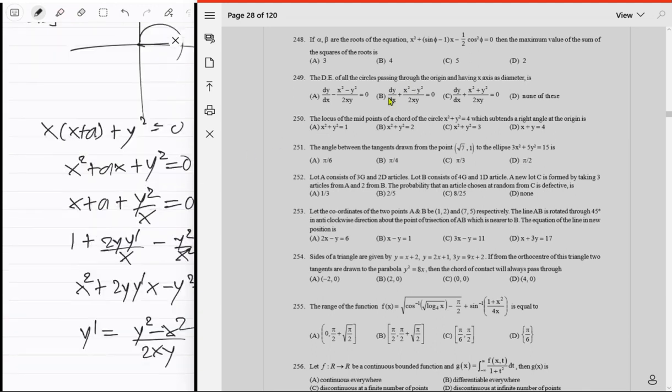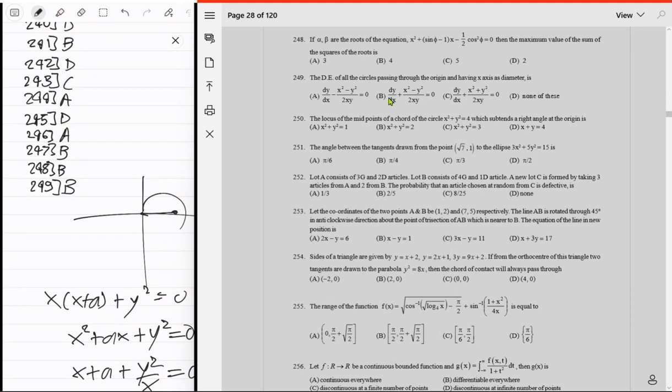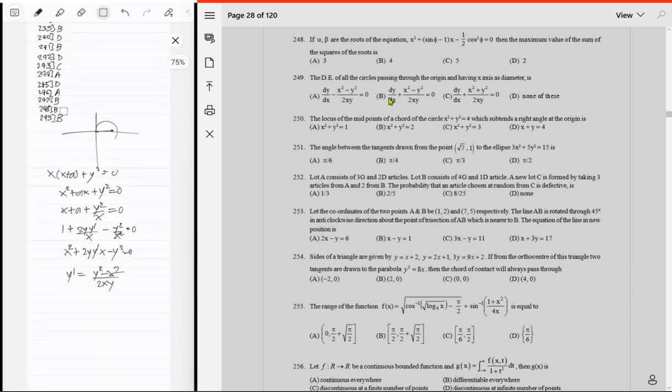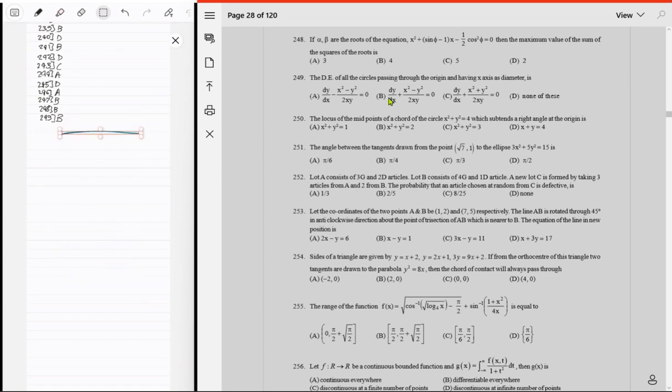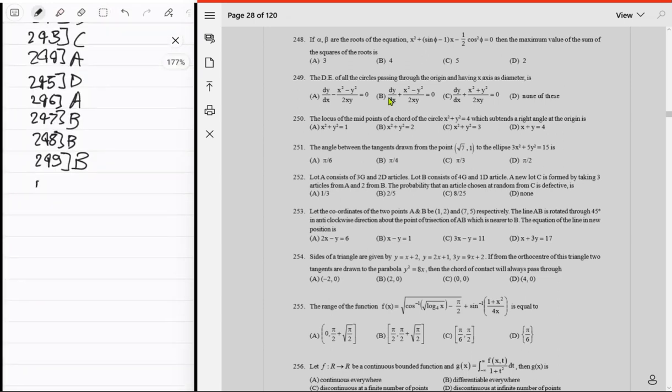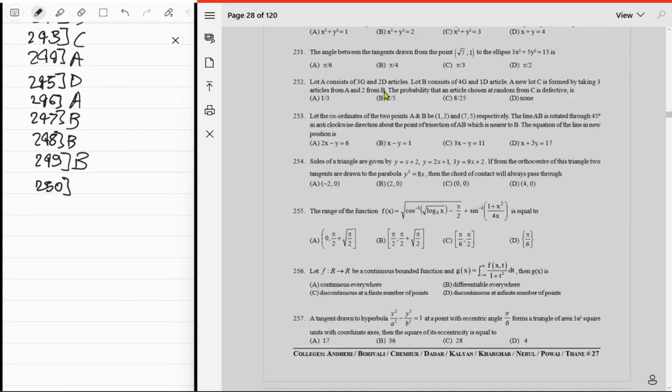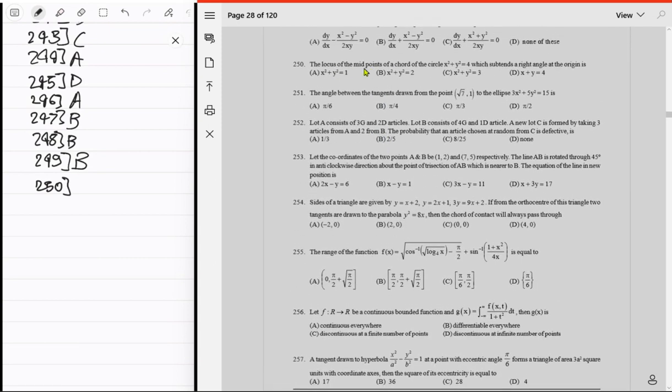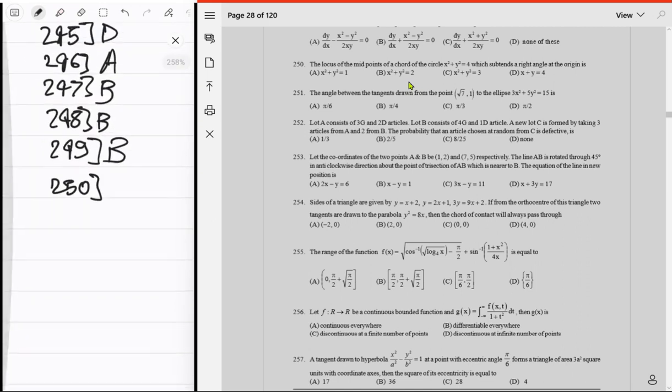Next question. Looks about right. Next. Okay. 250: the locus of the midpoint of a chord of the circle which subtends a right angle at the origin is. Okay, there is a circle, and a chord of the circle, and its midpoint. The chord subtends a right angle at the origin, seriously okay. So r upon square root of 2 is the distance from that, I mean, that's pretty obvious. So here just 2 will come, so B is the answer. This was easy.